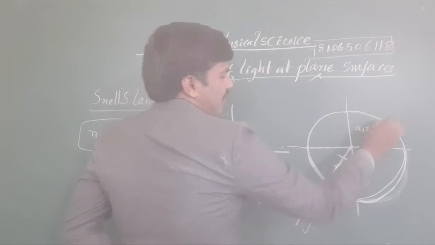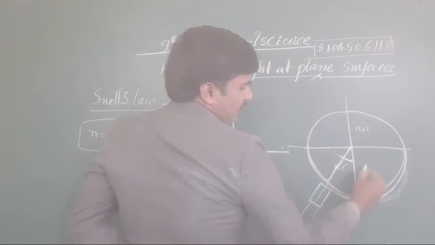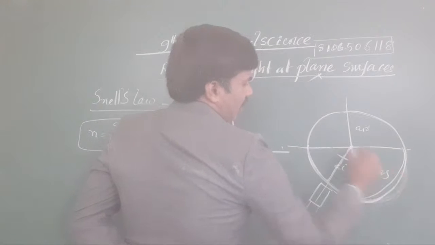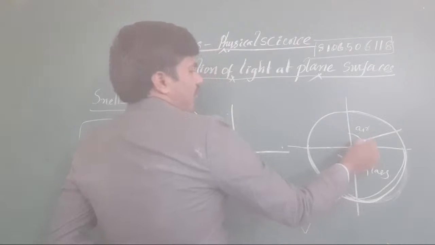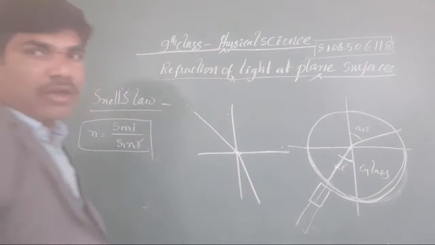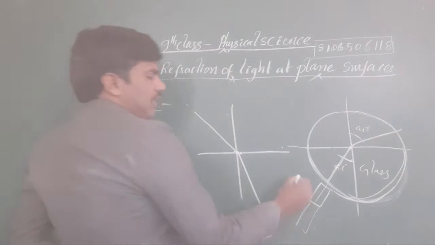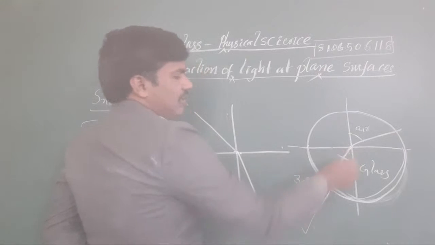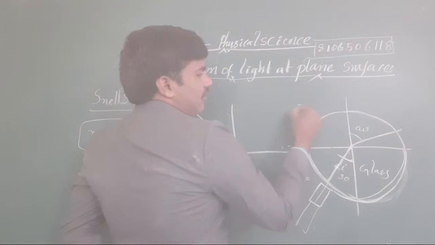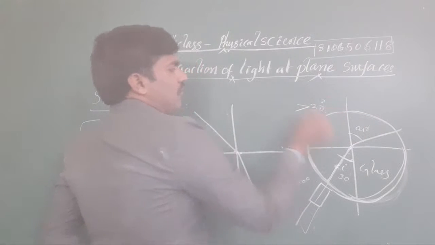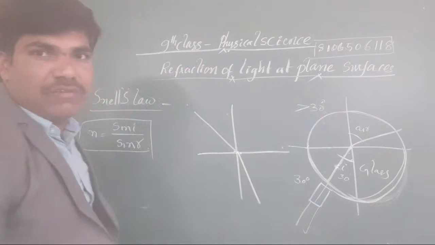Here it is air, and now it is a glass material. Then it will go away from the normal. Suppose you take 30 degrees as the initial incident angle, it will be greater than 30 degrees that we get. Greater than 30 degrees only will we get.